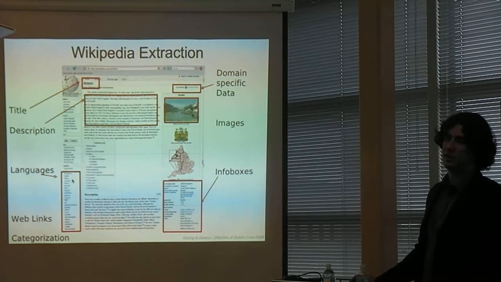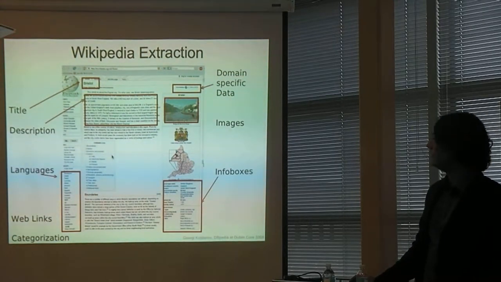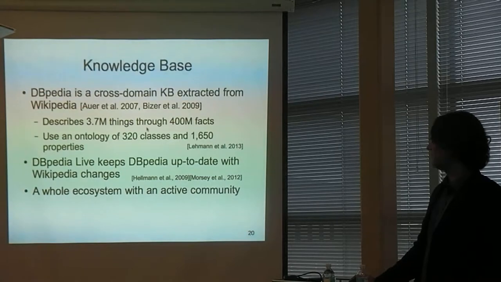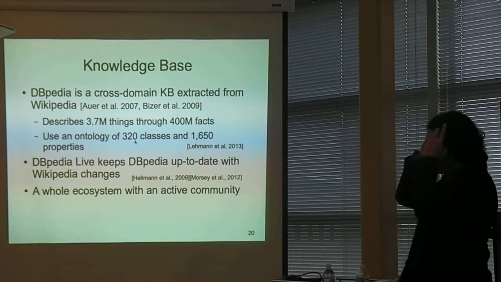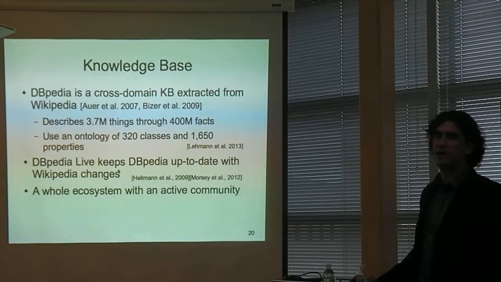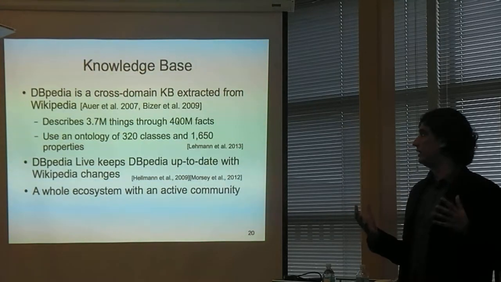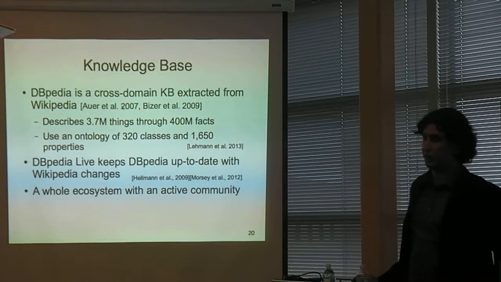You have links to other languages where you have text that describes the same entity but in a different language. And you have facts from info boxes that will tell you, for example, the population of a city or where the neighboring country is, of a country, and so on. So this information is extracted into RDF and then generates almost 4 million things and 400 million facts, and these are mapped by the community to ontology classes. There's also a module that keeps DBpedia up to date as Wikipedia changes, and there's generally an entire ecosystem of tools and a lot of research has been done in this community that keeps it alive. The original publications are from Soren Auer and Chris Bizer.